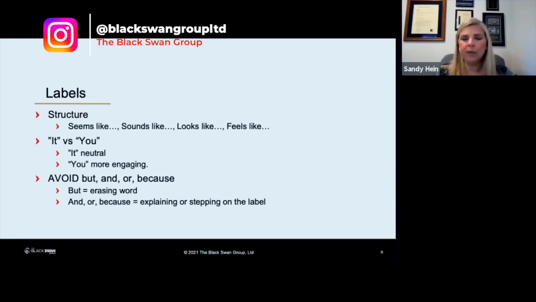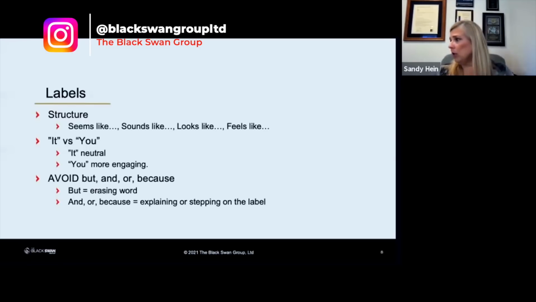Now, when you're using labels, actually, I don't know why we just have this on the label slide because it's not using any of our skills. Do not use the word but after you say something because it is an erasing word. So everything you say after the word but erases everything you said before it. So if you say, you seem angry, but you really don't need to be, you just erase that perfectly good label by saying the word but. If you use the words and or because, you're actually either explaining the label or you're stepping on it.